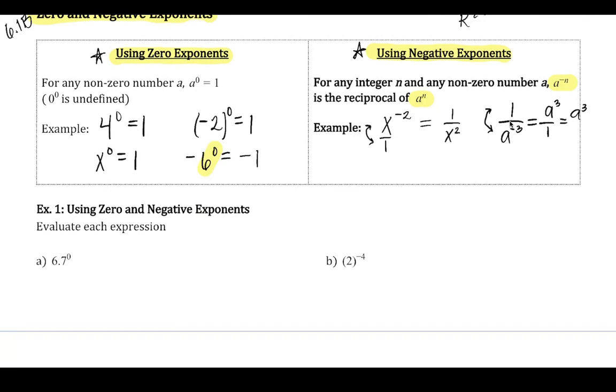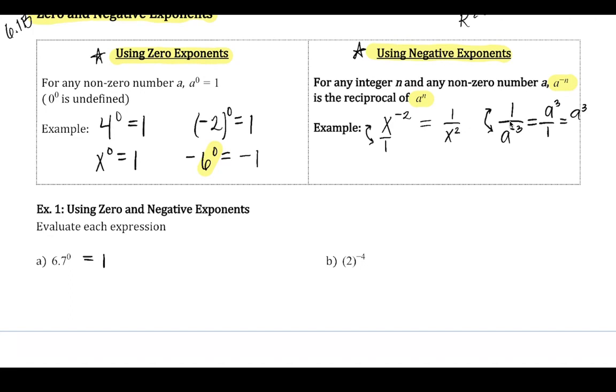So for example 1, evaluate each expression. So a, 6.7 to the 0 power. Well, anything besides 0 to the 0 power is just 1. So 6.7 to the 0 power is also going to be 1. And that's it. That's your final answer, just 1.